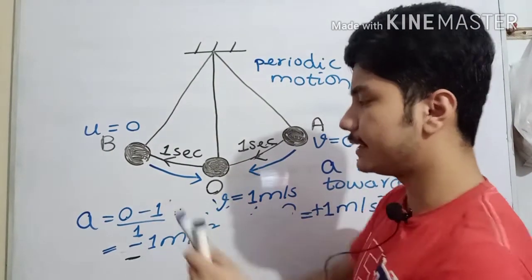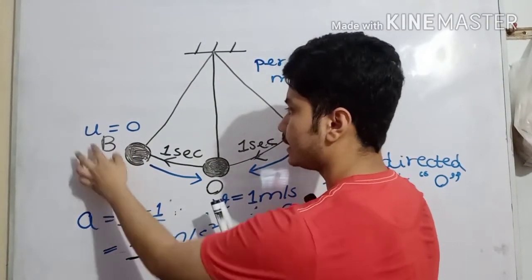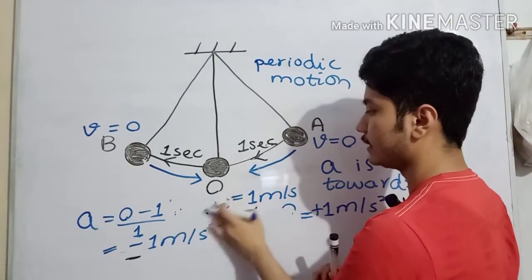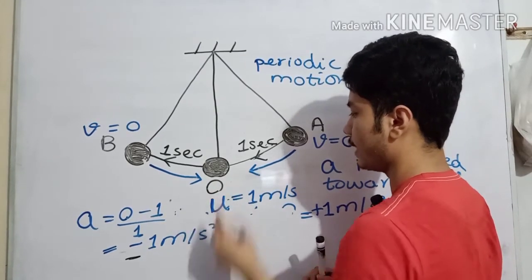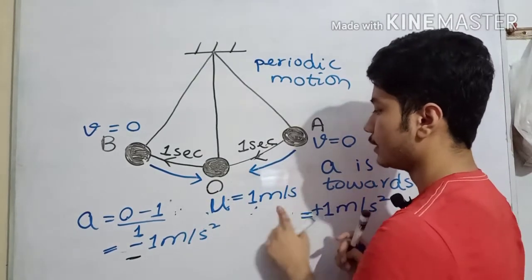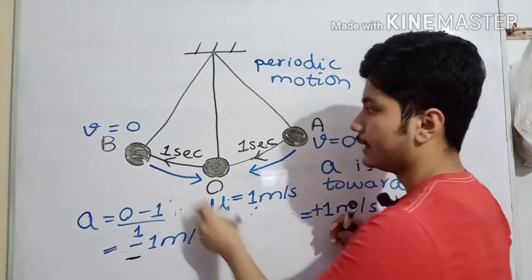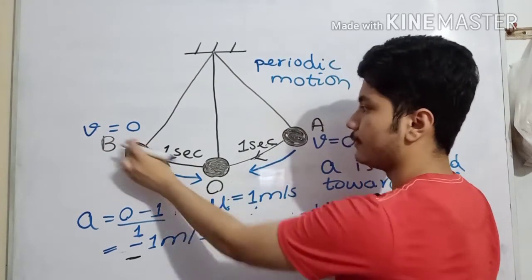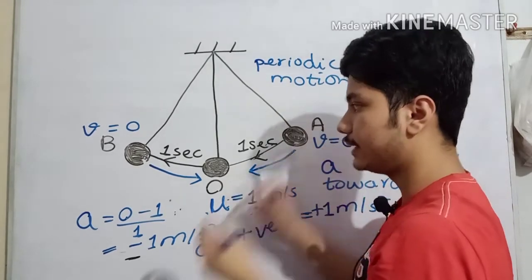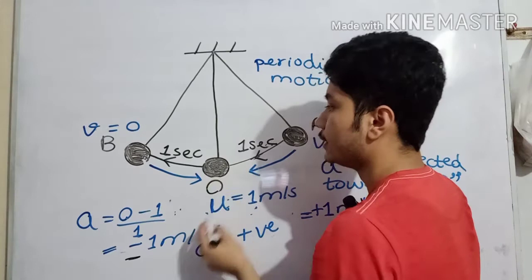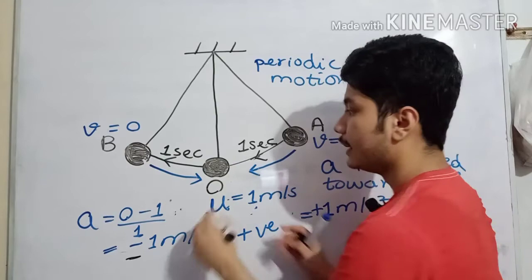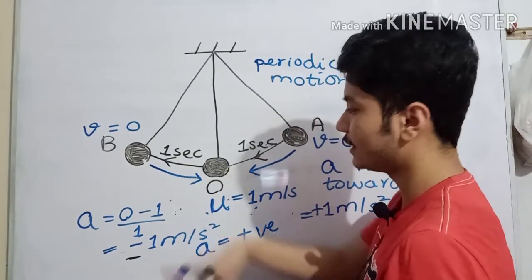So let's take another example. When it is at B, let's consider this final velocity as initial, and when it comes towards O, let's consider this as final. After 1 second, it reaches O, and its velocity becomes 1. So let's see how much the velocity changes. You can see its initial is 0, final is 1, so its velocity increases. Due to its velocity increasing, the acceleration will be positive, and as you can see, the bob is moving towards O, so the direction of acceleration will also be towards O. Still in this situation, the acceleration is directed towards O.